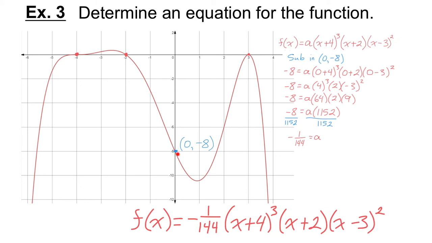I also found this point, 0, -8, that I could sub into my equation for x and y, and then I just did the brackets, did the exponents, did the multiplication, divided both sides, and got my value for a. So I ended up with this as my equation for the function. Now, if you used a different point than I did, you should get about the same answer. If you rounded differently in the middle, you might be slightly off, but we should be approximately the same.